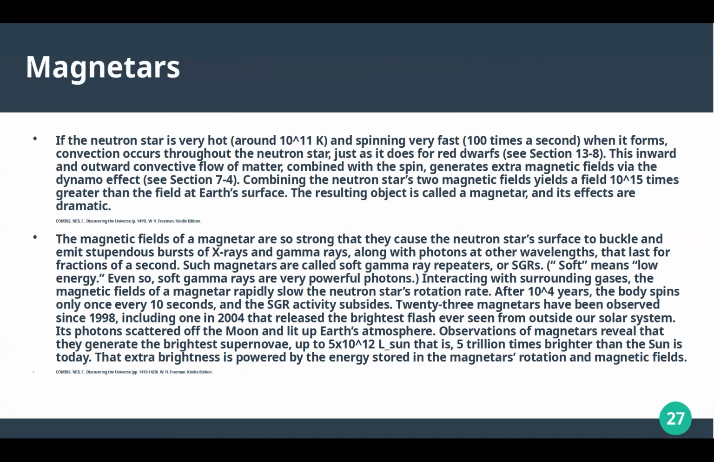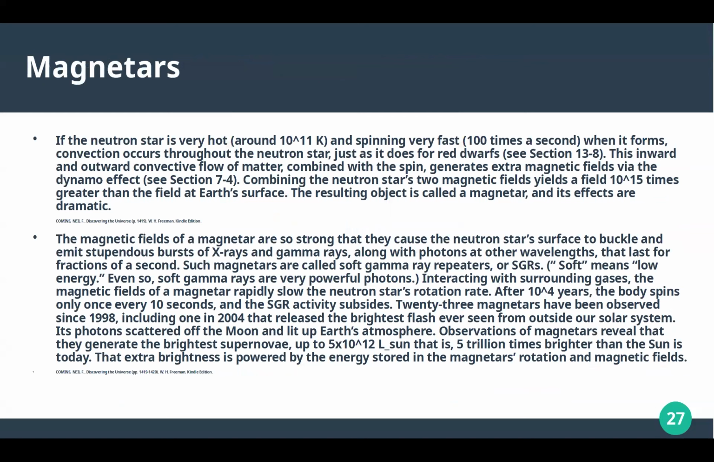Interacting with surrounding gases, the magnetic fields of a magnetar rapidly slow the neutron star's rotation rate. After 10^4 years, or 10,000 years, the body spins only once every 10 seconds, and the SGR activity subsides. 23 magnetars have been observed since 1998, including one in 2004 that released the brightest flash ever seen from outside our solar system. Its photons scattered off the moon and lit up Earth's atmosphere.